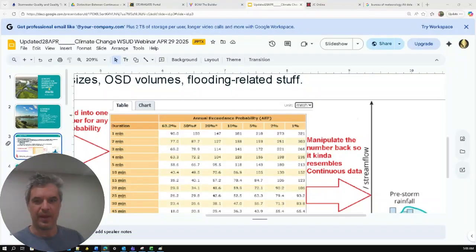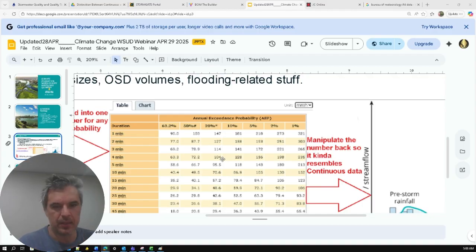All right, so don't worry too much about things around. The important part is this IFD data table. What does this table say? On the left you have the duration of the storm, and the columns are the probability that that storm is going to show up in a year. We used to say average recurrence interval, which was on average this rainfall will come once every 2 years, but now we call it annual exceedance probability.